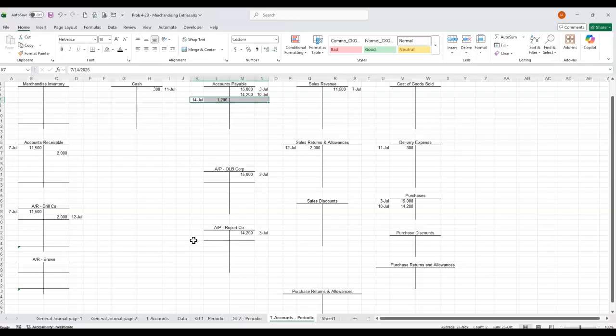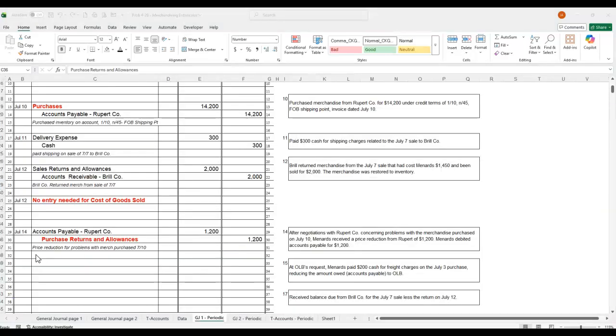And we're going to debit the subsidiary ledger there, and we're going to credit purchase returns and allowances for $1,200. Okay, let's do the next one.